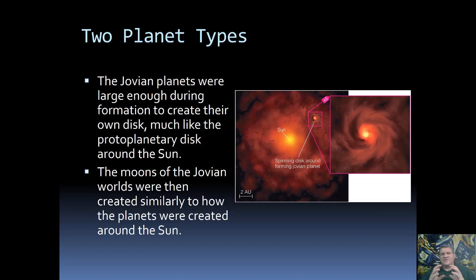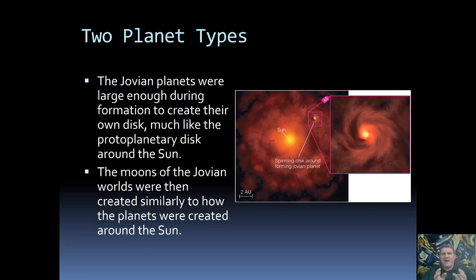As these Jovian planets are forming, they actually have enough mass that they pull in a lot of material around themselves, similar to how the proto-sun had the protoplanetary disk. So we have the Jovian planet with a proto-moon disk surrounding it. It's within this disk that some of the moons can actually form.